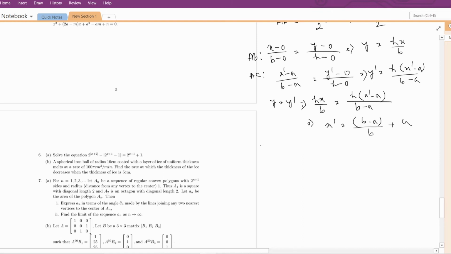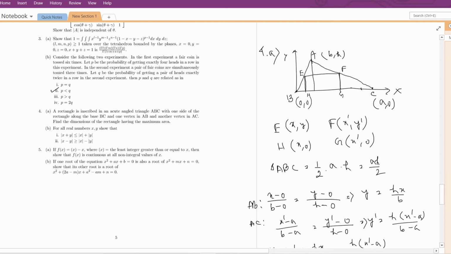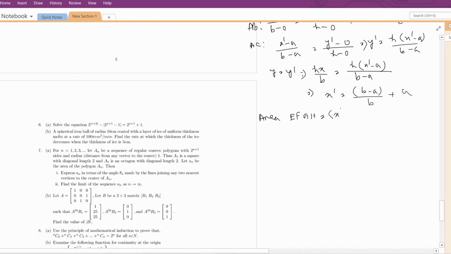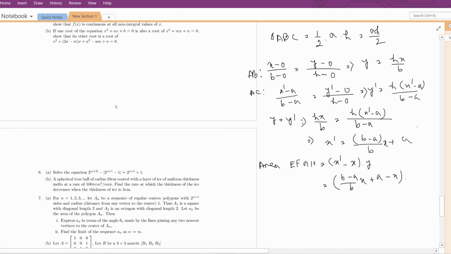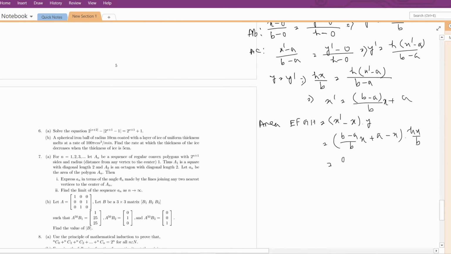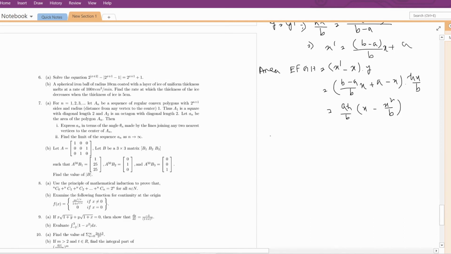Now the area of this rectangle EFGH is equal to the length of EF or GH, which is x dash minus x, times the length EH or FG, which is equal to y. So the area is (x dash minus x) into y. Now x dash is (b minus a) divided by b times x plus a, minus x, into y. The y value we got before is hx by b, so this will be ah divided by b times x minus x square by b. Now perform the derivative with respect to x.